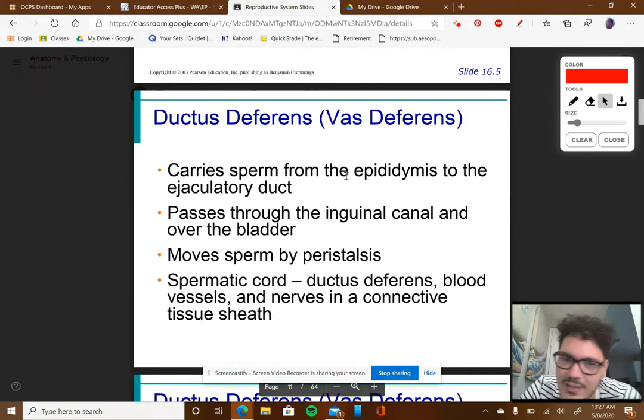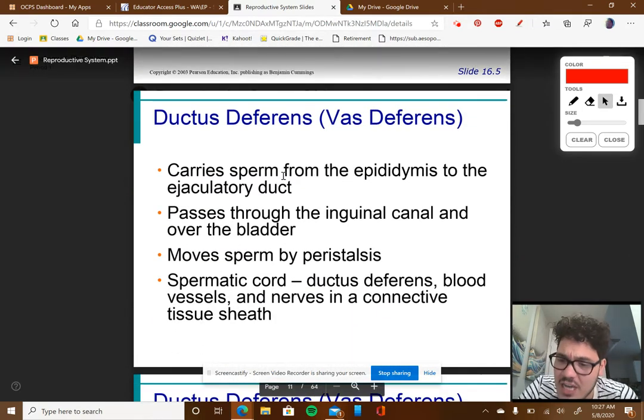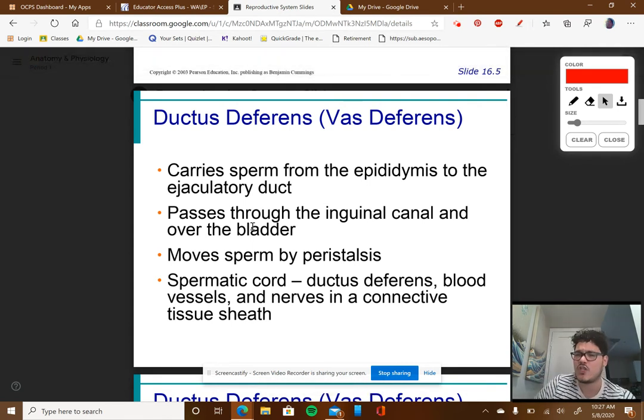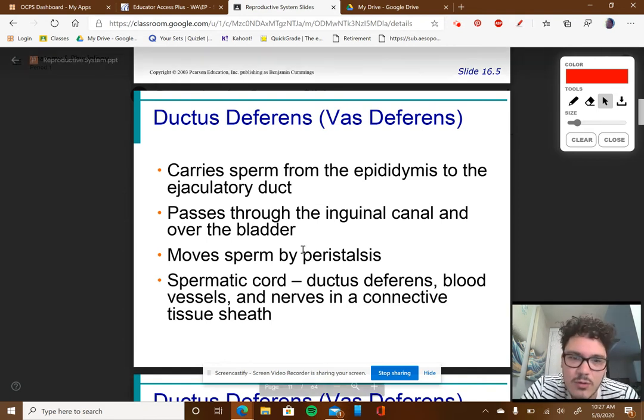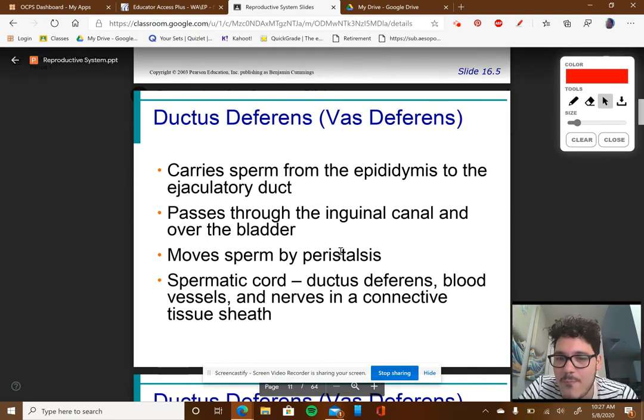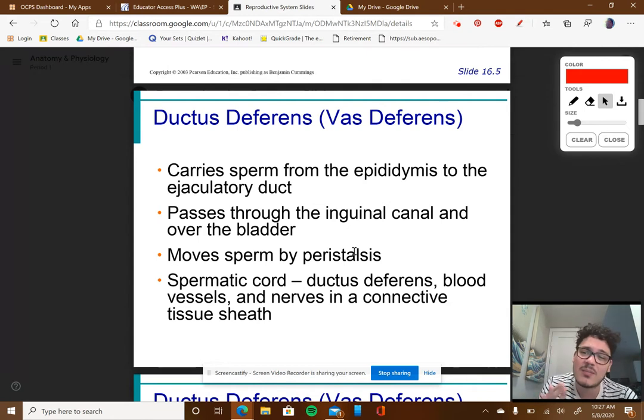Carry sperm from the epididymis towards what we call the ejaculatory duct, that is close to the prostate gland, if you remember our material from yesterday. Passes through the inguinal canal and over the bladder. Inguinal is a region of the body that's basically near your groin. We don't need to worry too much about that, but that's kind of the name, the general area. It moves sperm via peristalsis. Hey, that's that whole smooth muscle process, right? Where you can slowly move things in one direction just by controlling the smooth muscles and how they move and how they function.